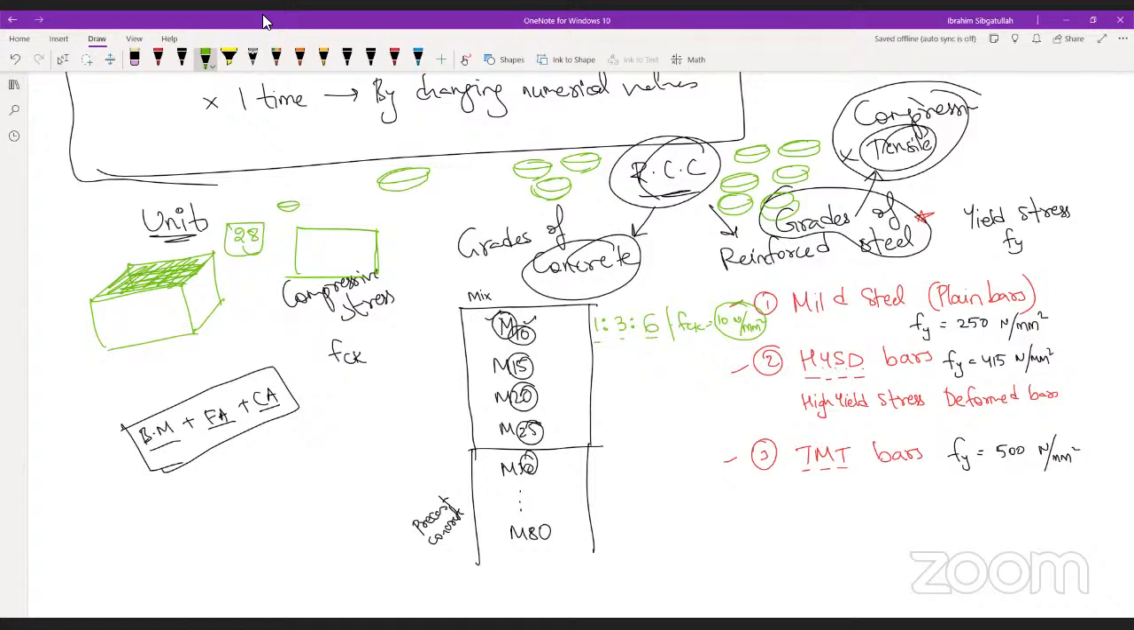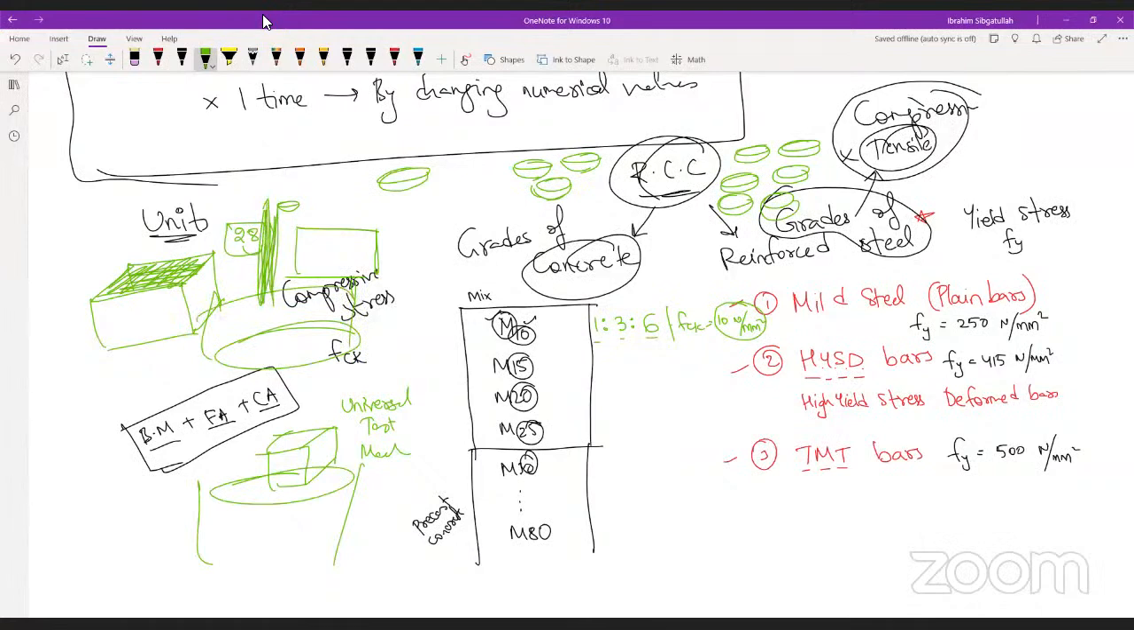Then after 28 days, it is removed and it is kept in a machine called the universal testing machine, which will test the compressive stress of a concrete block. There is a platform, and they keep this block on it. Then from the top one more part will come down, using a hydraulic machine. This will come down and start pressing this concrete block.